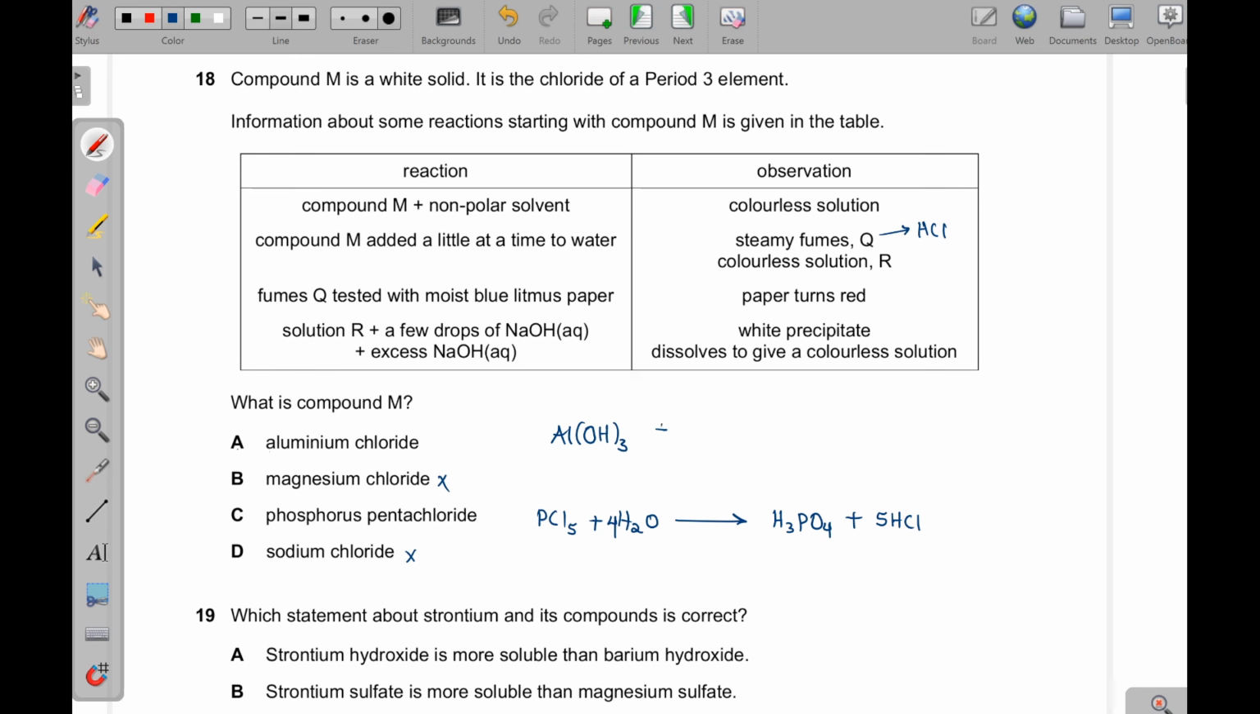Now, when you add more hydroxide, remember, what is going to happen here is that this white precipitate is now going to dissolve, and then you form what we call sodium aluminate. Sodium what? Aluminate. So this is the one they are saying dissolves to give a colorless what? Solution. So that means our answer has to be aluminium what? Chloride. You see? Not this phosphorus here.